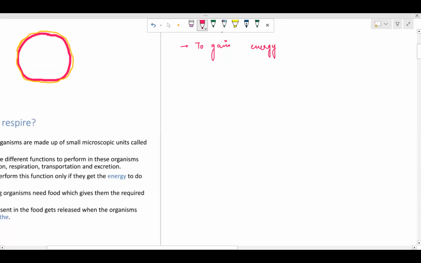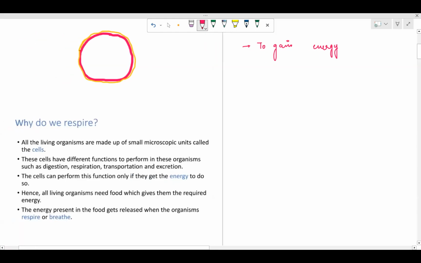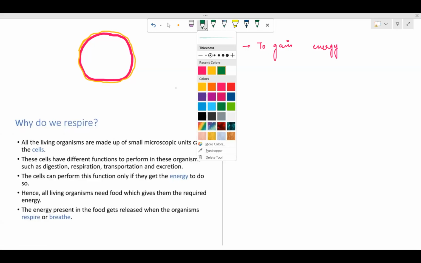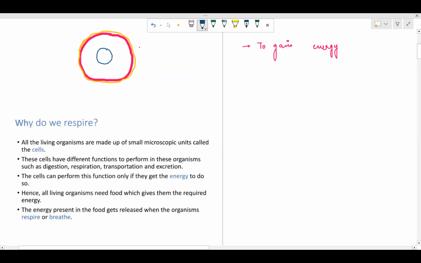Fine. Let's say this is your cell. This is your complete cell. You have the nucleus in between. This is the nucleus. This is the plasma membrane. The outer part is the plasma membrane.